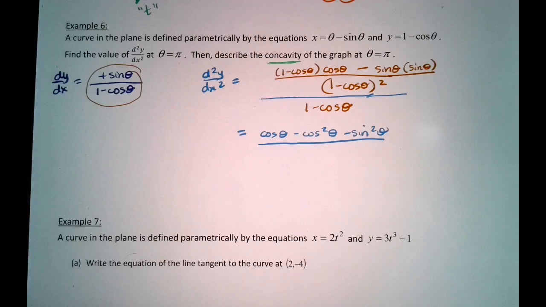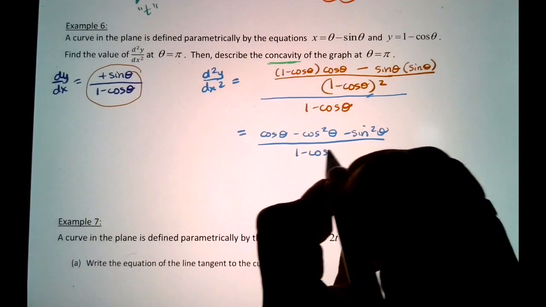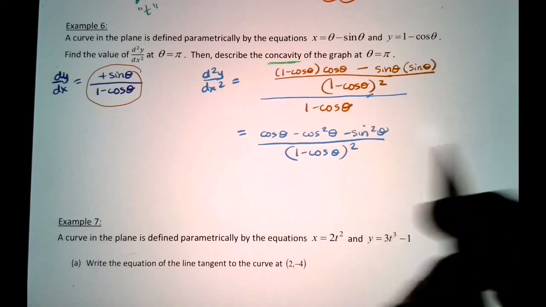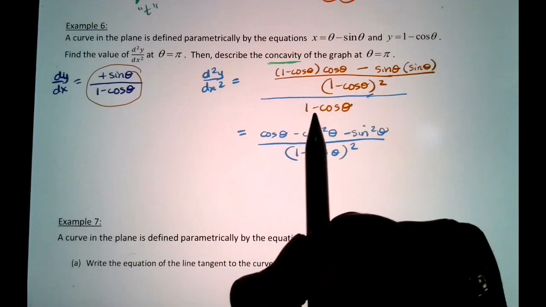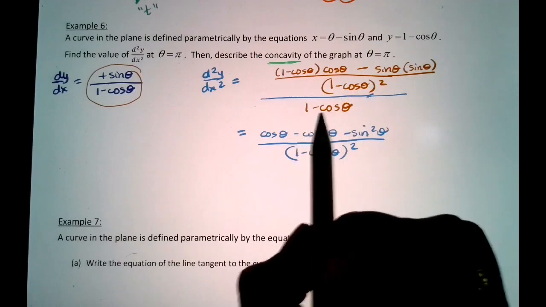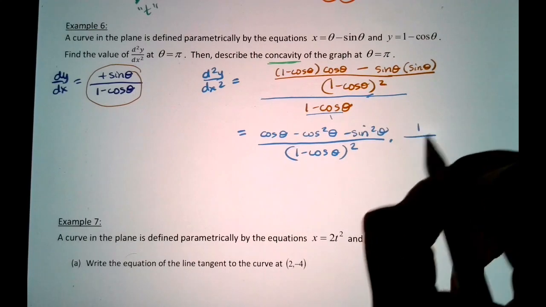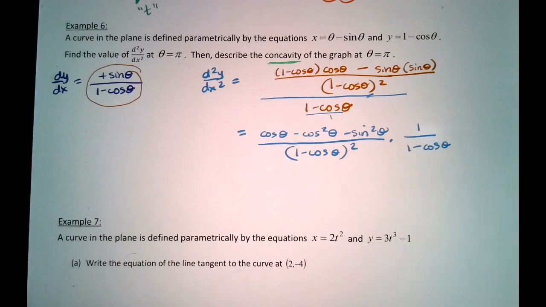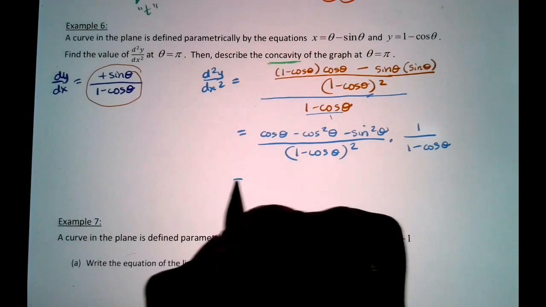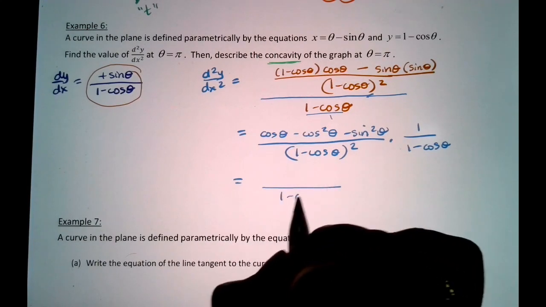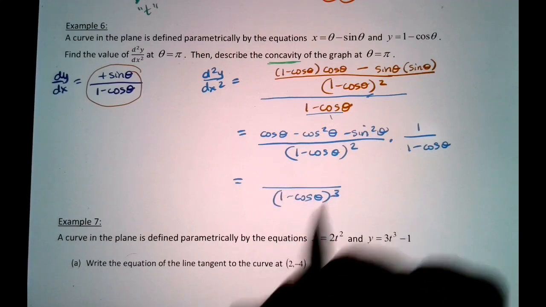Okay, let me write it like this so I don't lose anybody. I'm going to take the top fraction and instead of dividing that by 1 minus cosine, let's think about it as multiplying by 1 over 1 minus cosine. That's what you do with a complex fraction. We want to get rid of that fraction in a fraction. So let's play around with this. What that means is my denominator is actually (1 minus cosine theta) cubed.